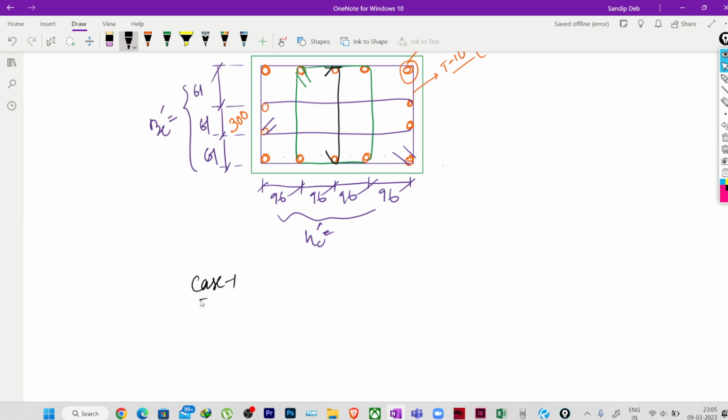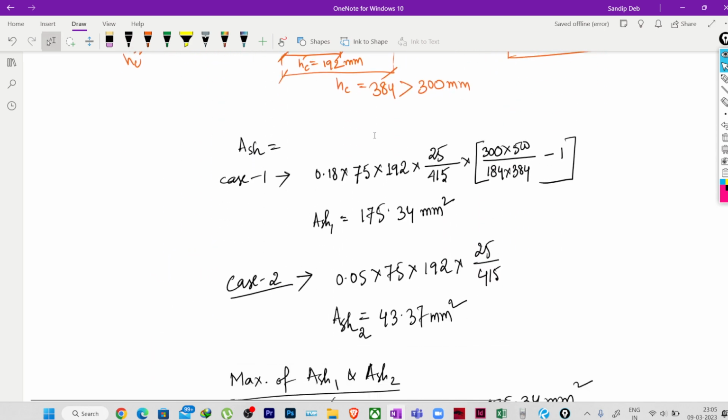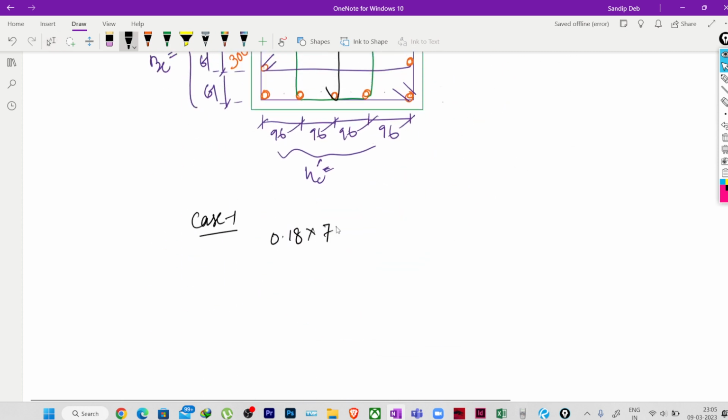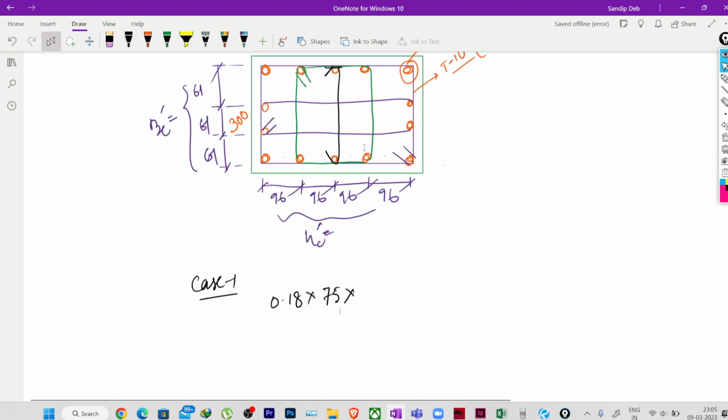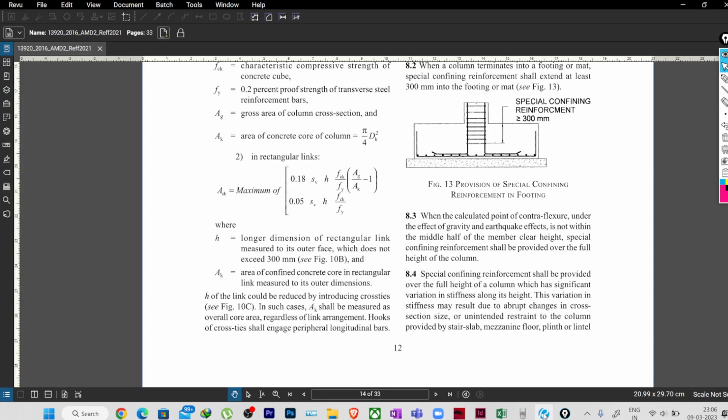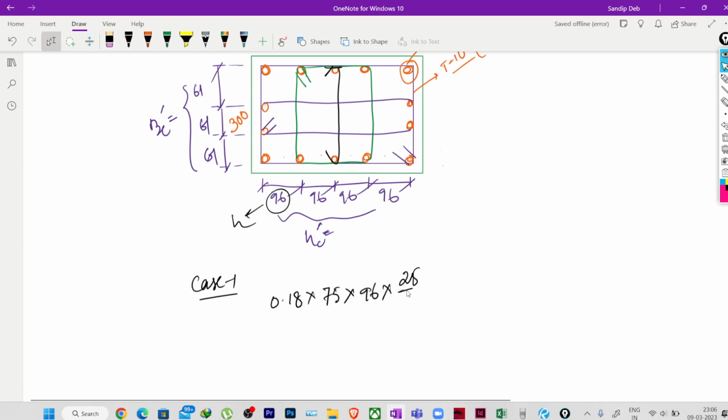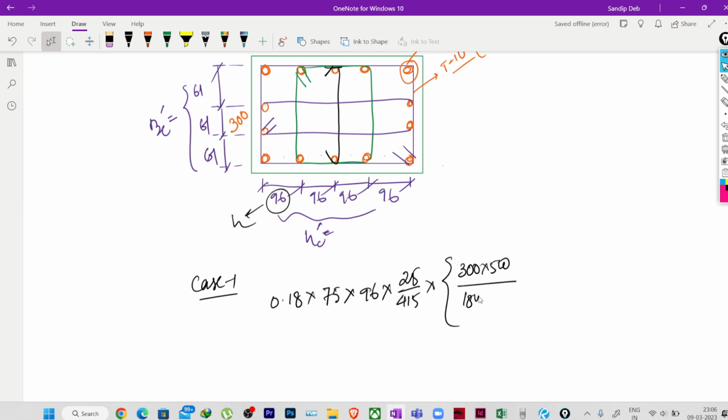Again the case 1. 0.18 multiplied by the spacing 75 mm multiplied by h. Here our h will be the greater of these two. Obviously h will be 96. So 96 multiplied by fck by fy, 25 by 415, multiplied by Ag by Ak. Ag will not change, 300 by 500. Ak is 184 multiplied by 384. The core area, minus 1. So how much are we getting?